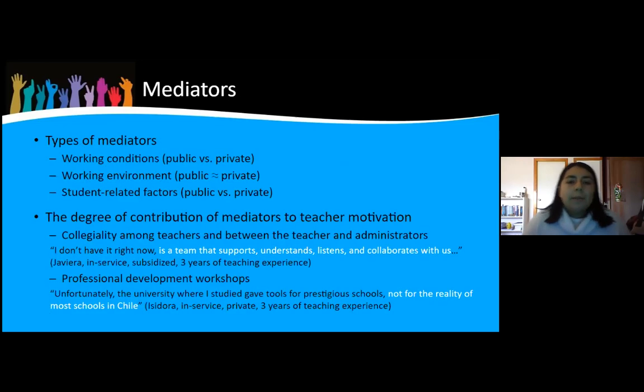By making a comparison between the participants' perceptions of private and public sectors, we could differentiate mediators into three types. First, working conditions, working environment, and students-related factors. On the other hand, each mediator had a different degree of contribution for teachers. So for some teachers, collegiality among the members of the school was very important, whilst for others, this wasn't very important. And the same happened with other mediators, like professional development workshops.